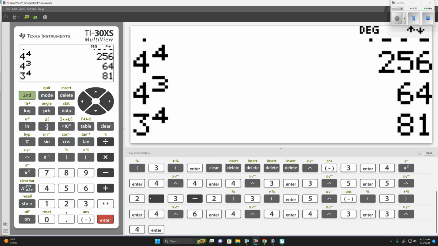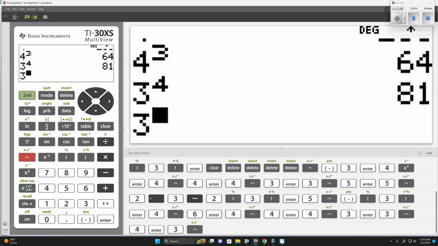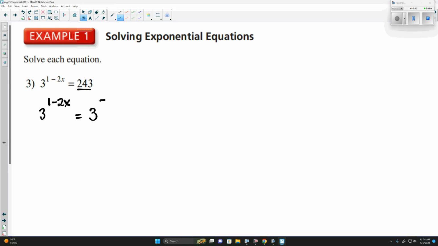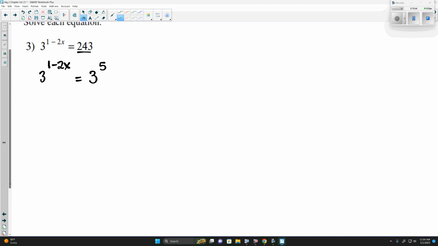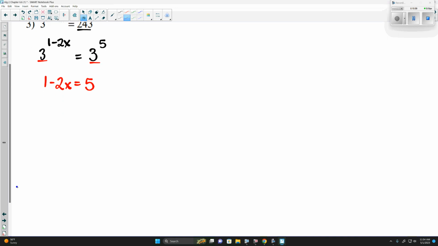So 3 to the 4th is... 3 to the 5th is 243. So we can rewrite 243 as 3 to the 5th. Now doing so gives us the bases that are the same, 3 and 3, which means that 1 minus 2x is equal to 5. And we can solve from here.